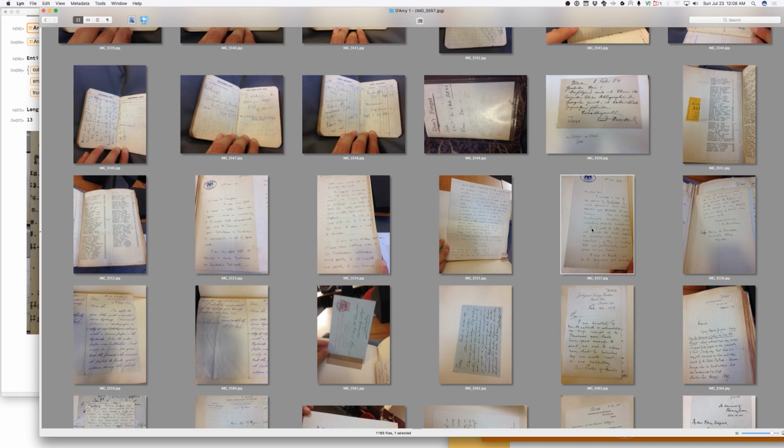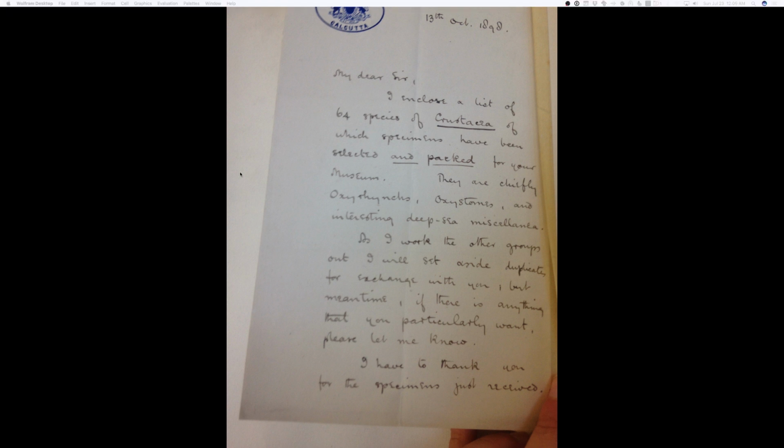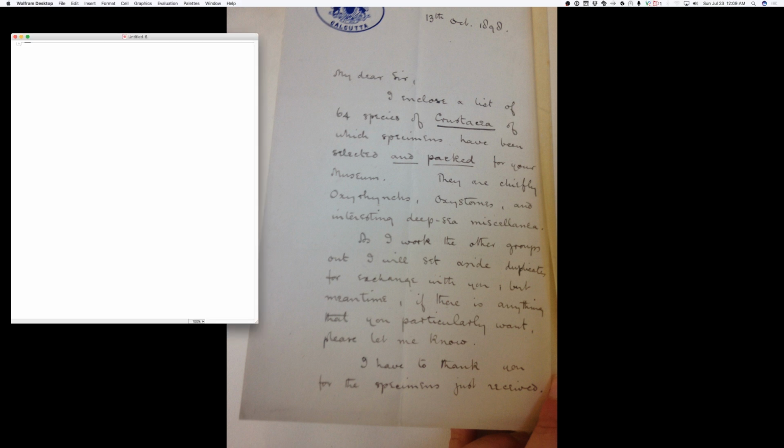Okay, so let's see. This looks fun. Oh, this is from Calcutta, from 1898. I enclose a list of 64 species of Crustacea, of which specimens have been packed for your museum. Well, you never know when you'll need crustaceans packed in Calcutta in 1898. One just wonders whether they're still in the same place. You find these things in museums that come from very ancient times. Natural history museums, I mean.